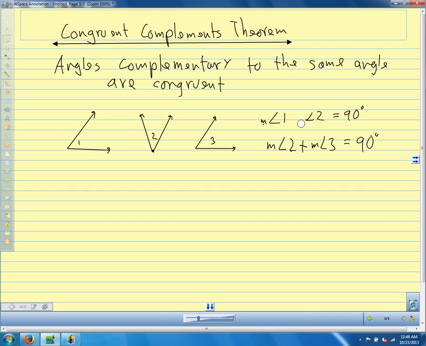If this is true, that means that angle 1 is congruent to angle 3. That's what the congruent complements theorem tells us. These two add to 90 degrees, and these two add to 90 degrees. So angle 1 and angle 3 must have the same measure. They must be congruent. So we're going to prove this.